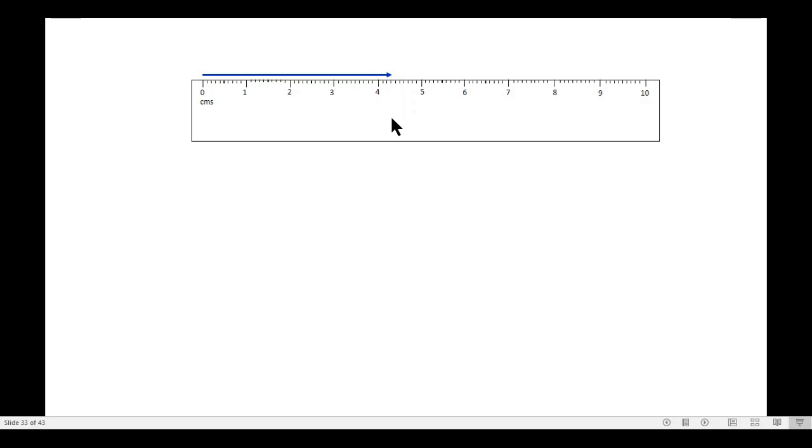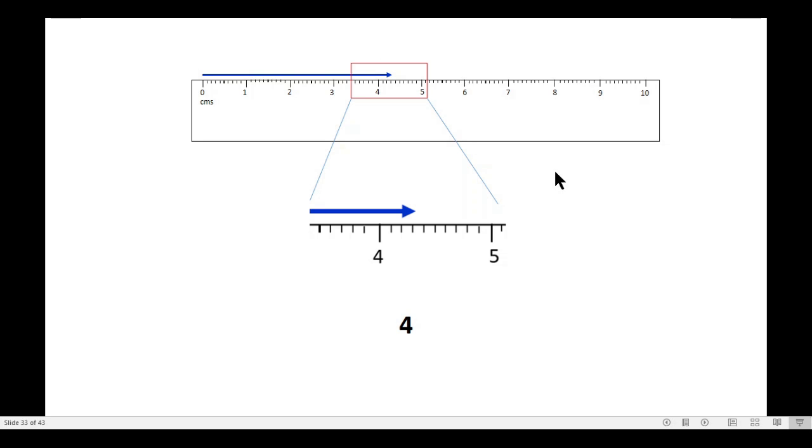Grossly, one can readily see that the arrow is between 4 to 5 centimeters. So we can surely write 4 to begin with. Can we do better? Okay, let's blow up this part of the figure. Now you observe that the 1 centimeter distance between 4 and 5 centimeter marks are further divided into 10 equal parts. Therefore, the distance between the adjacent small marks is 0.1 centimeters.